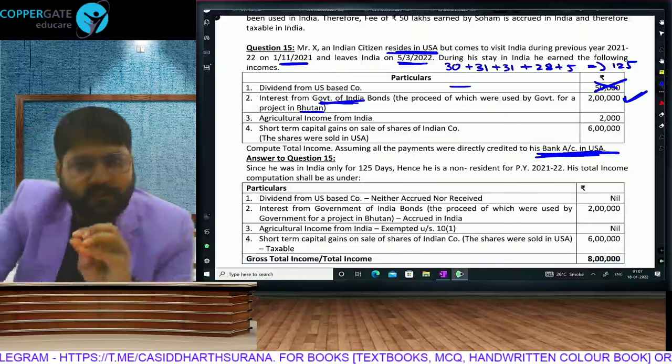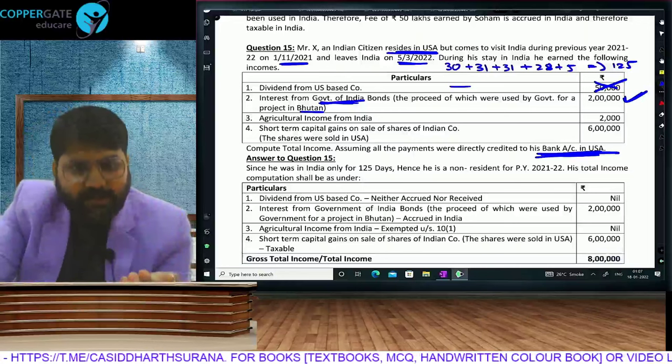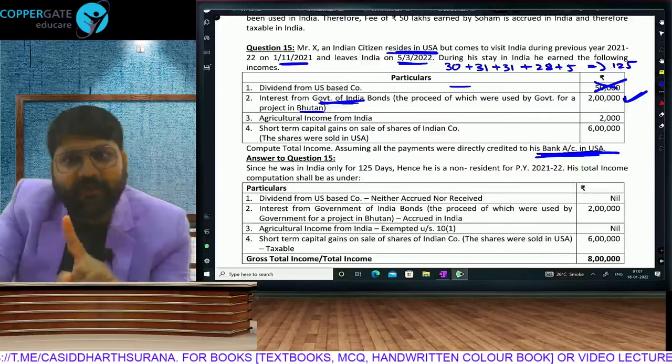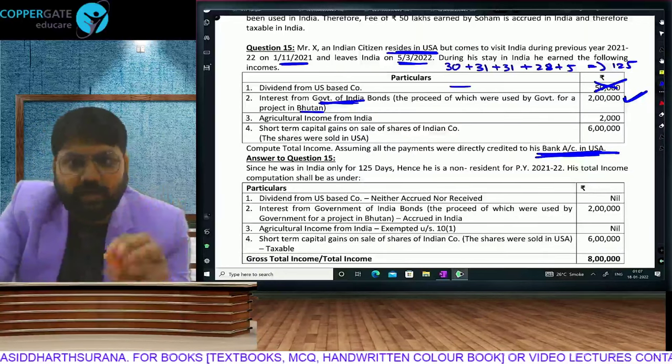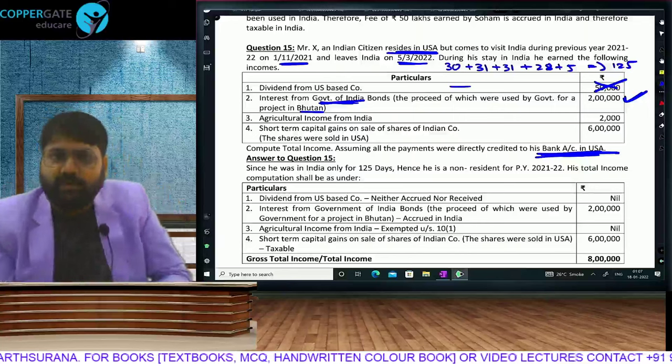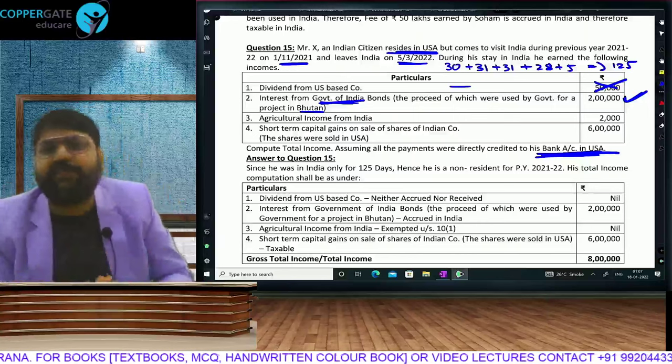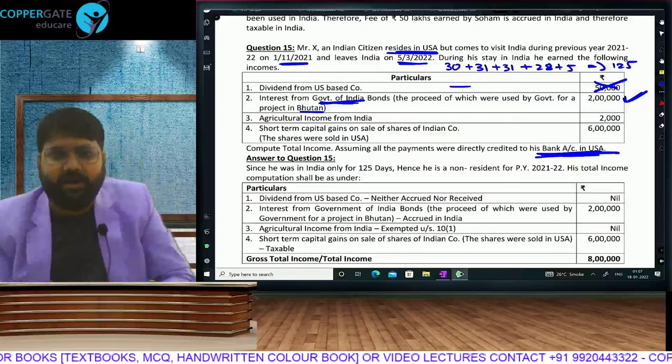Wait, this is what I was telling you some time back. This is my next chapter. Agriculture income in India, if you do, it is exempt for everyone. Outside India only, it is going to be taxable. That also obviously for resident, because outside India, again, non-resident, we cannot take tax.